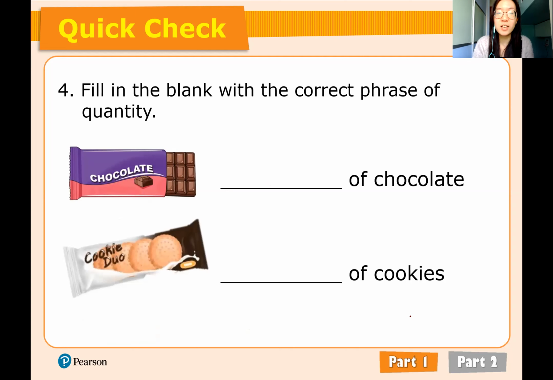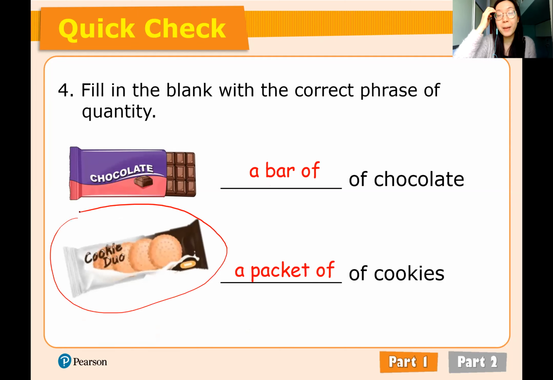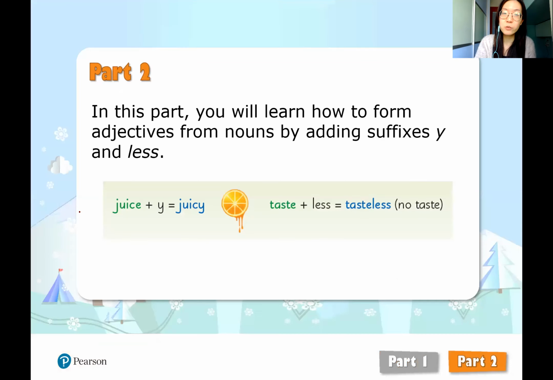Next, it's easy. A bar of chocolate, a packet of cookies. Even 咁細嘅包裝, we can also say a packet of cookies.